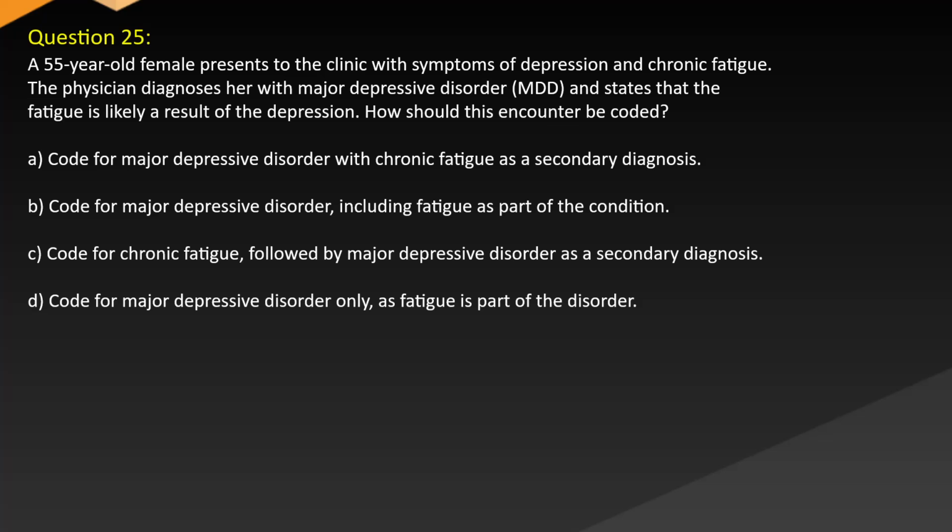Question 25. A 55-year-old female presents to the clinic with symptoms of depression and chronic fatigue. The physician diagnoses her with major depressive disorder (MDD) and states that the fatigue is likely a result of the depression. How should this encounter be coded? A. Code for major depressive disorder with chronic fatigue as a secondary diagnosis. B. Code for major depressive disorder including fatigue as part of the condition. C. Code for chronic fatigue followed by major depressive disorder as a secondary diagnosis. D. Code for major depressive disorder only as fatigue is part of the disorder.